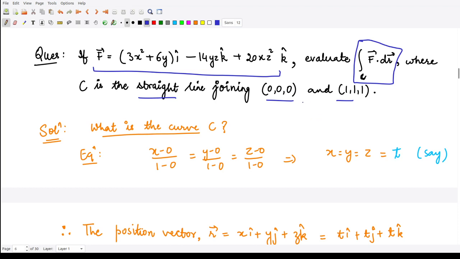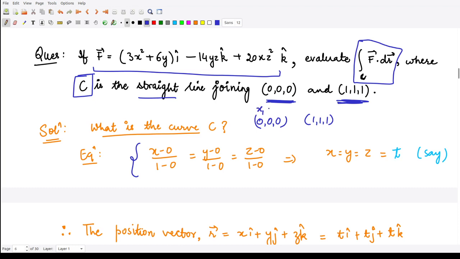First of all, you should know what equation represents this curve C. From the information of these 2 points, you first have to calculate the straight line. Given these two points 0, 0, 0 and 1, 1, 1, you can calculate the equation of the straight line. So how do you calculate it?